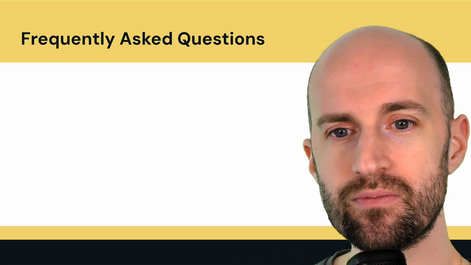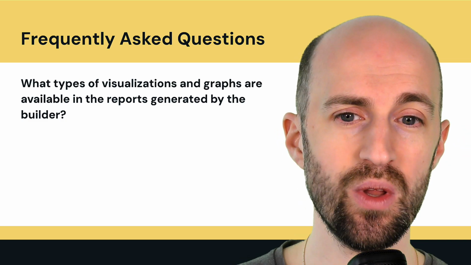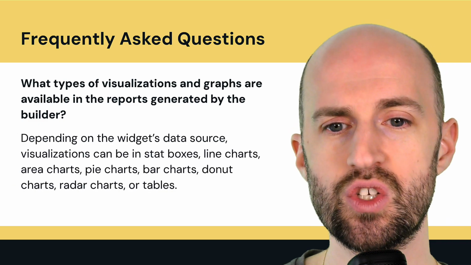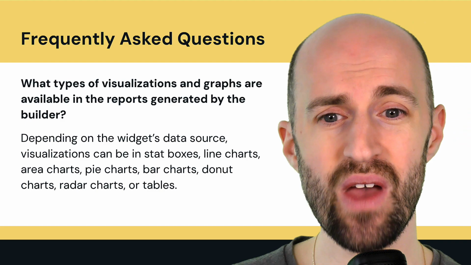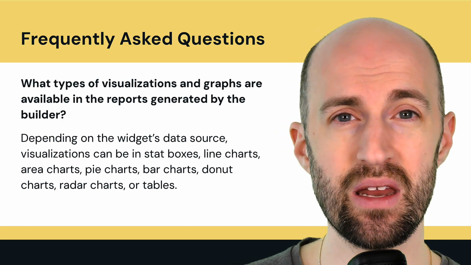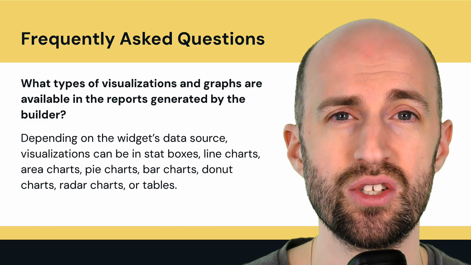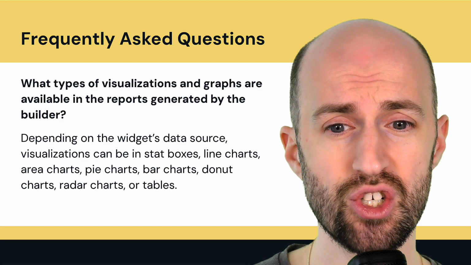What types of visualizations and graphs are available in the reports generated by the builder? Great question. Depending on the widget's data source, the types of visualizations can vary, but it could be anything from stat boxes, which is like a number in a box, line charts, area charts, pie charts, bar charts, donut charts, radar charts, or tables.